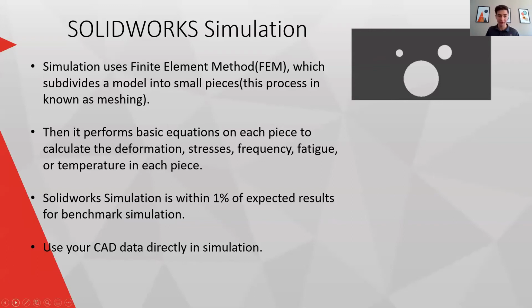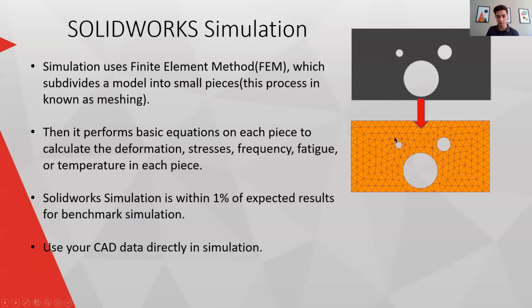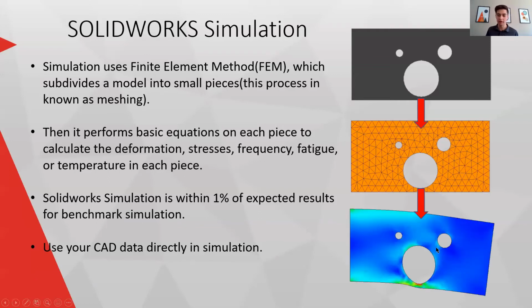So what we do is we do finite element method. And with that, we take that plate, divide it into much smaller sections. So these little triangles, divided up in a process we call meshing. And then those calculations we do by hand, we have the computer do them on each one of these triangles. And then it can tell us what these stresses and everything are in that part.